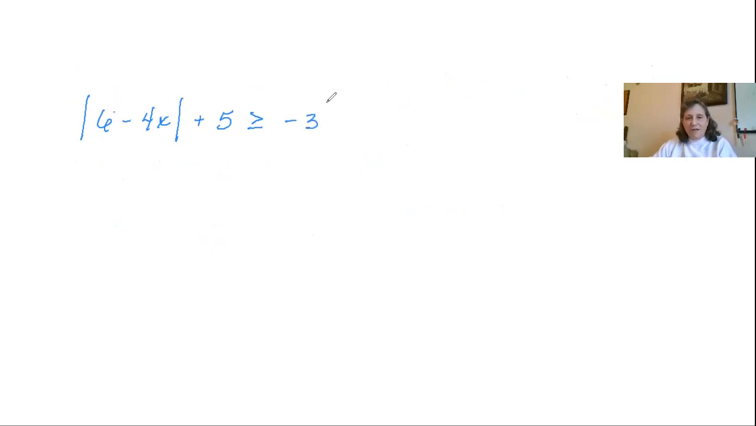Okay, this is a red flag, but it also means that we got to double check and make sure the absolute value is by itself. It's not. So before we do anything else, we got to move this 5 to the other side. Just subtract it the same way you always would. So I've got the absolute value of 6 minus 4x is greater than, well, that didn't work out very well, -8.